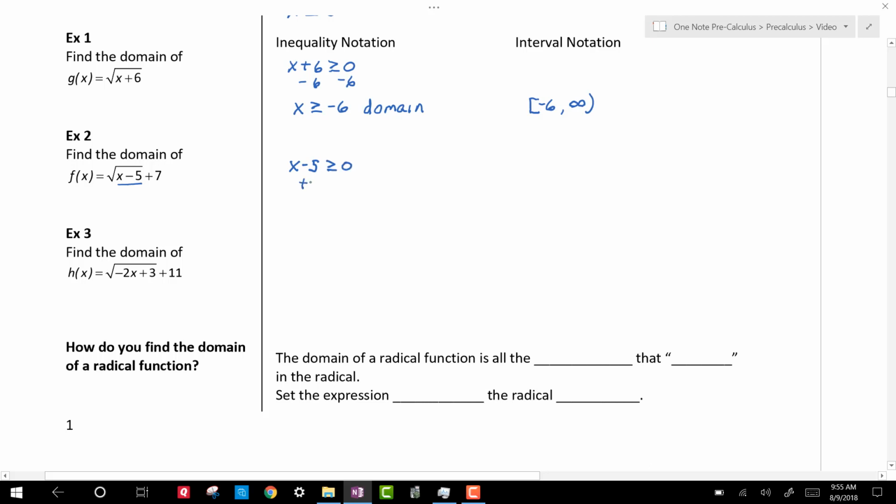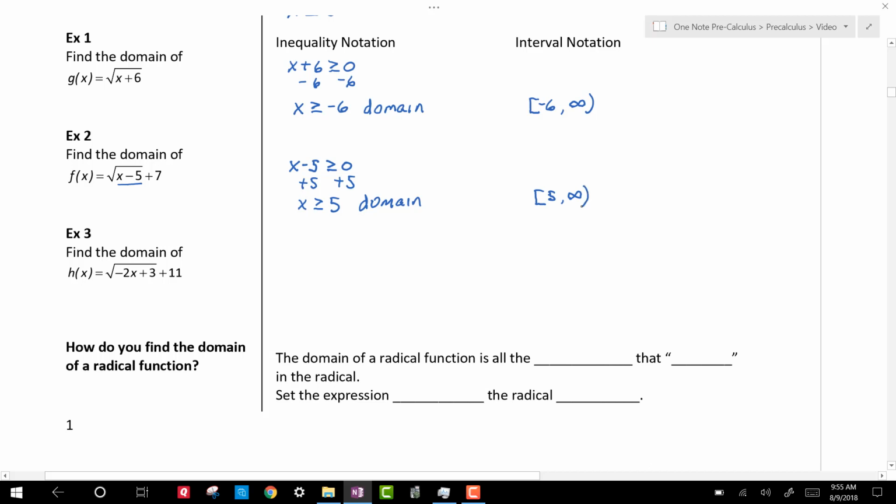If I add 5 to both sides, I get x greater than or equal to 5. So that 7 doesn't affect what's going on inside the radical. The 7 just affects after you plug in for x. All right? So this would be my domain right here. x is greater than or equal to 5, and I could stop right there. Or if I really like intervals, I could say that the domain is 5, infinity. You'll notice I don't even care about the 7 here.